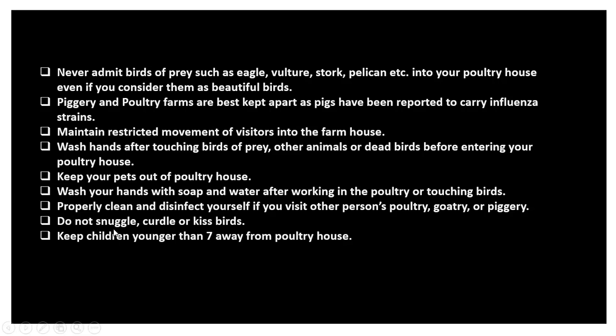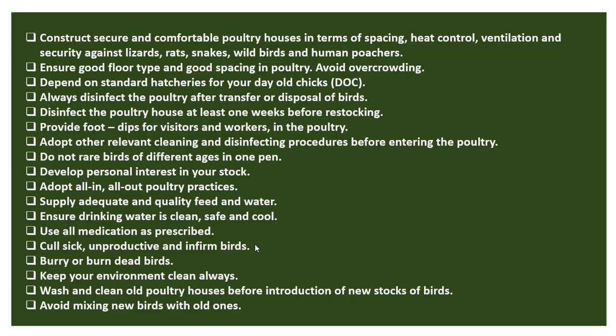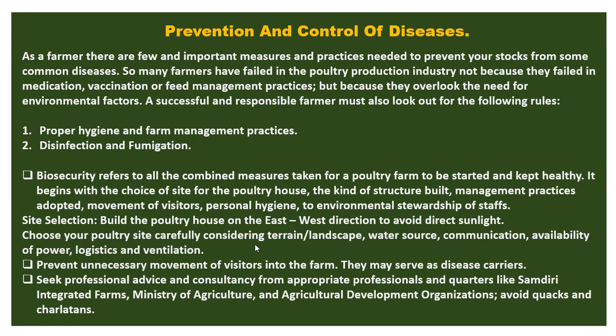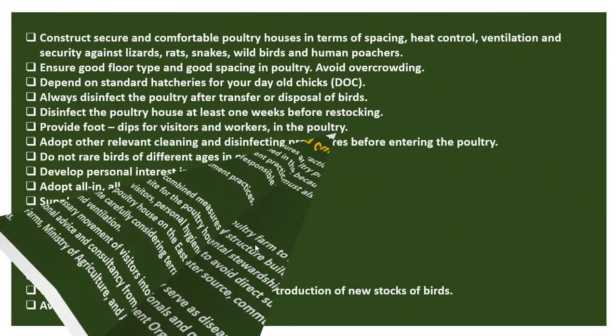Do not snuggle or cuddle or kiss birds. Keep children younger than 7 away from poultry house. If your children are younger than 7 years of age, make sure you keep them away from the poultry house so they don't go spoil something for you. So that is it for prevention and control of disease.